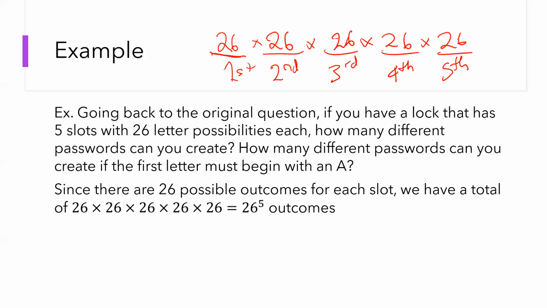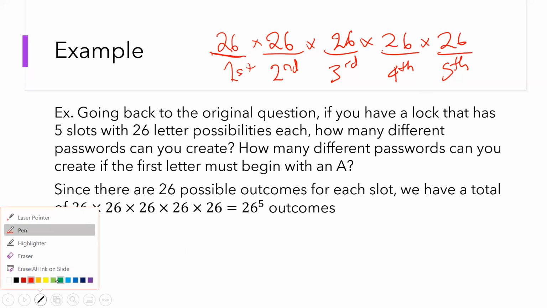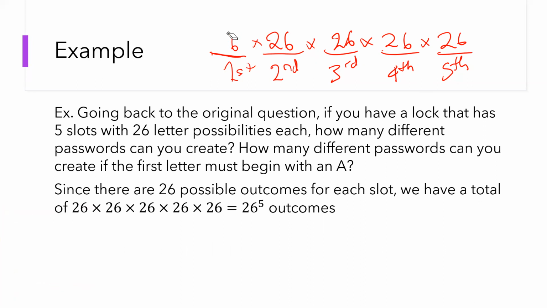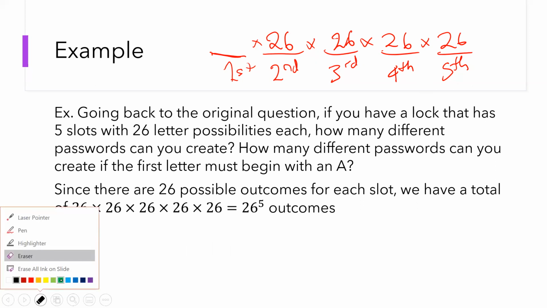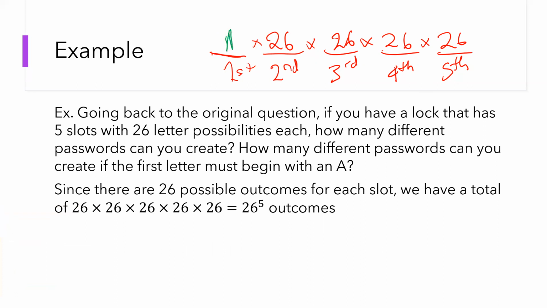And so for the next part, it says, how many different passwords can you create if the first letter must begin with an A? So this is just a little bit of a change to the question. If the first letter has to be an A, it changes your answer around a little bit. Because it's going to be an A in this case, you don't have 26 choices. You actually only have one choice because we already picked out what the first one has to be.